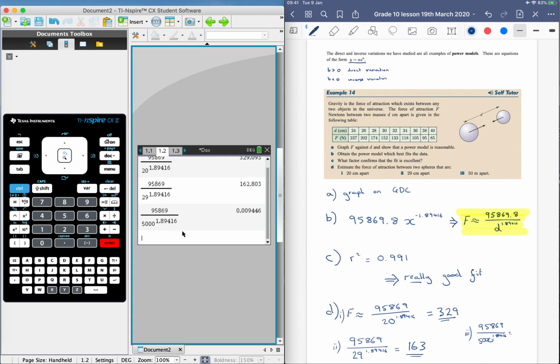Okay, so what have we used here? We've used a really big distance up here, which means this is getting smaller and smaller, kind of makes sense. And I'm getting a force of 0.00945. So 0.00945 if I round that to 3 significant figures. And there we are. That's how it works.